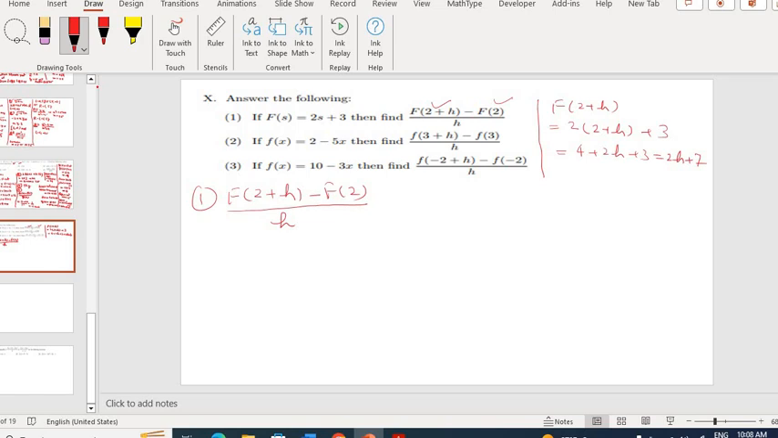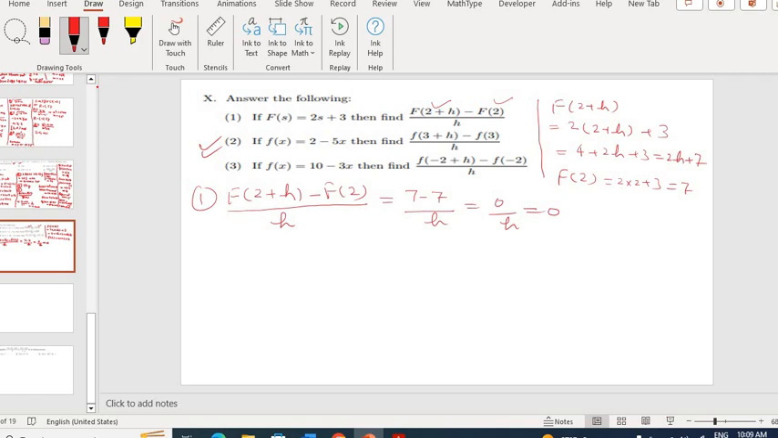And f of 2 means replace s with 2. So 2 multiplied by 2 plus 3. So 4 plus 3 means 7. So f of 2 plus h is 7 minus f of 2 is 7, divided by h. So it is 0 divided by h is equal to 0. So question number 1 answer is 0. So try by yourself question number 2.